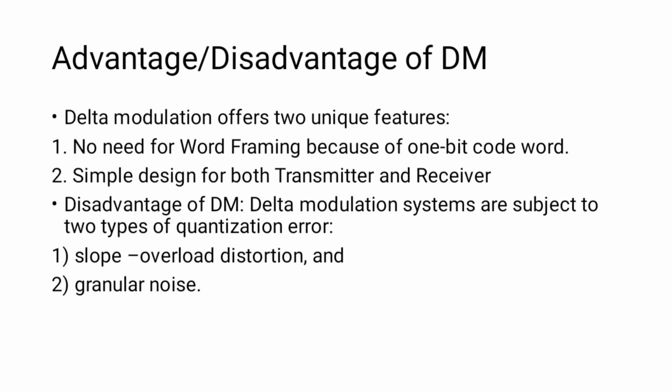And what are the advantages and disadvantages of DM? Delta modulator offers two unique features: one, no need for word framing because here there is only one bit, and two, a simple design for both transmitter and receiver. But the drawbacks are two things: slope overload distortion and granular noise. Slope overload distortion and granular noise are the disadvantages of delta modulation.